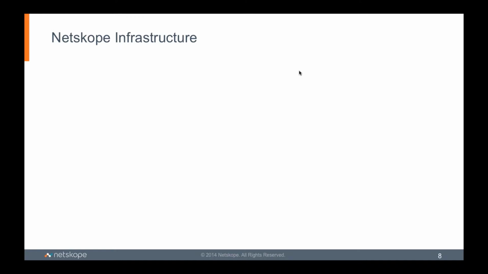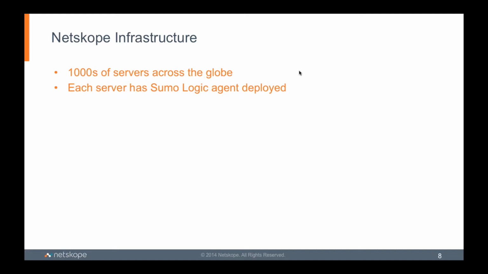So just a quick overview of our network infrastructure at Netskope. We have thousands of servers across the globe hosted in our own data centers. We use the Equinix co-location facilities. Each server, virtual or bare metal, has a Sumo Logic agent deployed, and we'll talk about what we did to help simplify the Sumo Logic agent deployment and the way the collectors are configured.